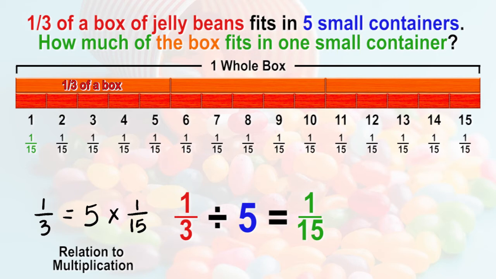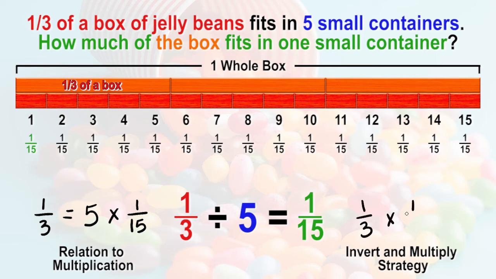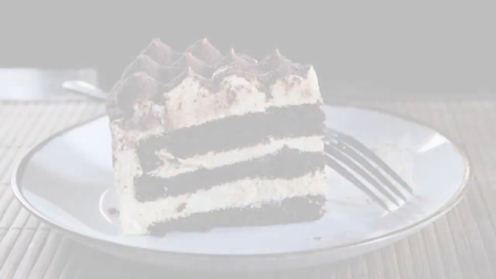Another way to solve would be to multiply the dividend by the inverse of the divisor. 1/3 times 1/5 equals 1/15. Although students may be able to solve these division problems without using a drawing, they should be challenged to do so. Let's model and solve one more problem.